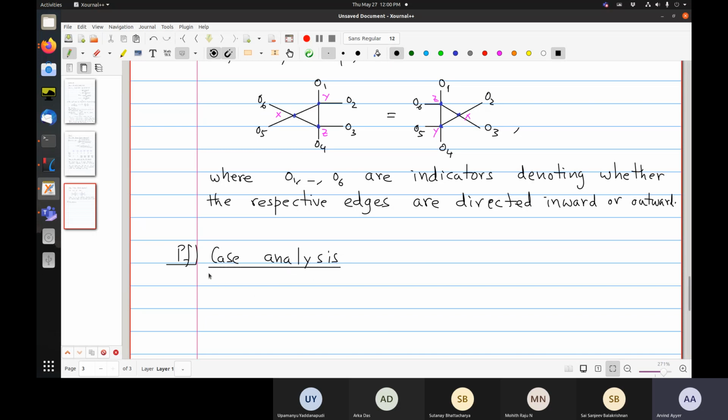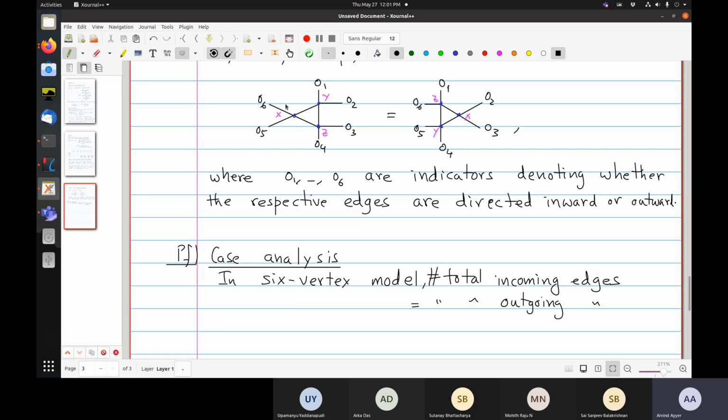So first of all, in the 6-vertex model, the total flux across any vertex has to be 0. That means total incoming equals total outgoing. The number of incoming edges equals the number of outgoing edges.